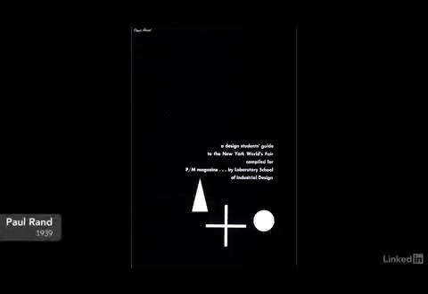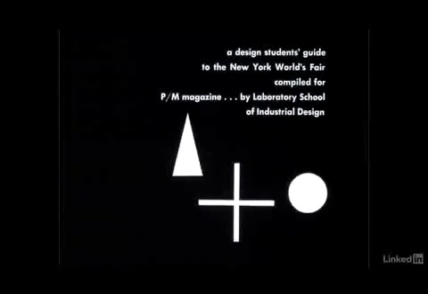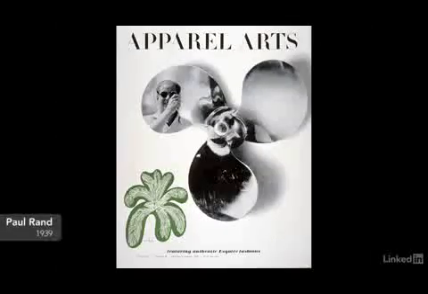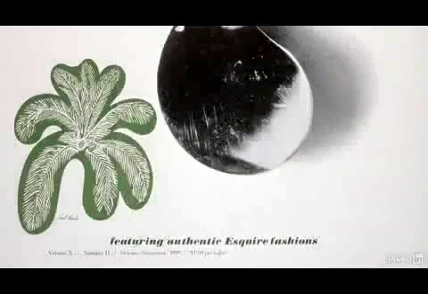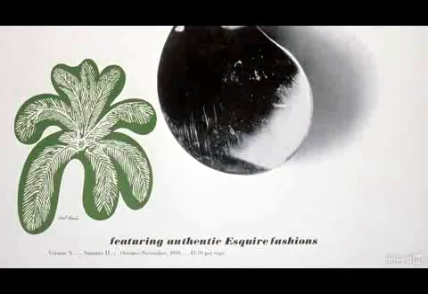Paul Rand took the modernist concepts and applied them with a lighter touch. This catalog for design students at the 1939 World's Fair uses the simple geometry of the constructivists, but adds a layer of humor by referring to the fair's famous landmarks, the trilon and perisphere, with basic design elements. Paul Rand's cover for Apparel Arts magazine is influenced by Moholy-Nagy's experimental photography at the Bauhaus. Rand, however, lightens the tone with a loose engraving of a palm tree echoing the boat propeller.